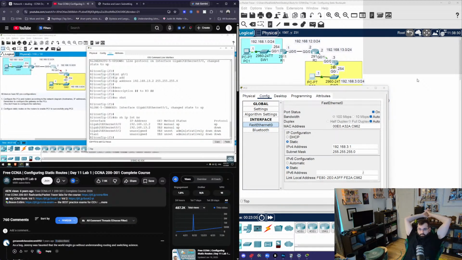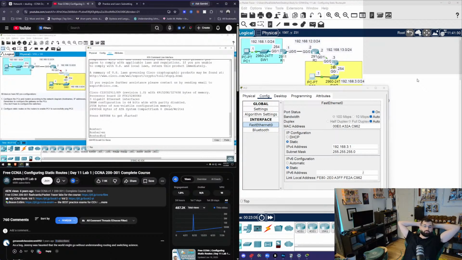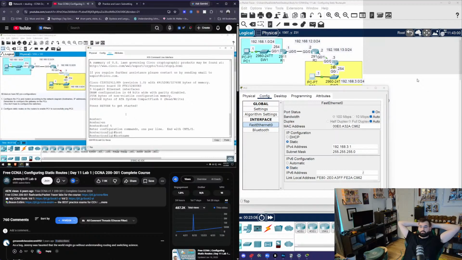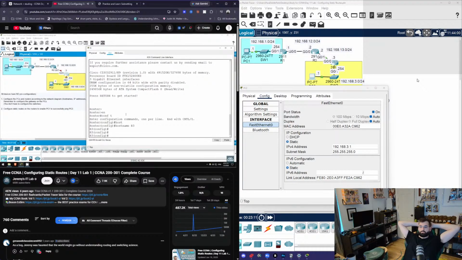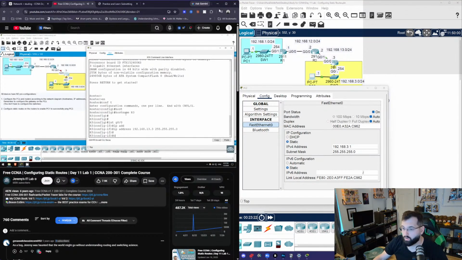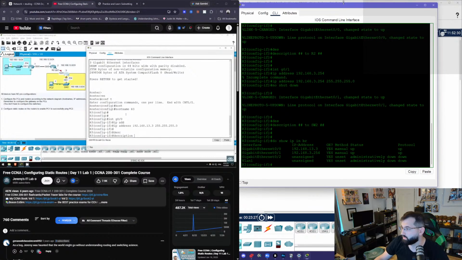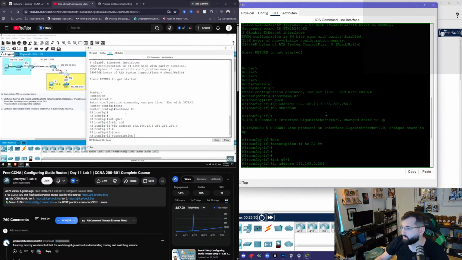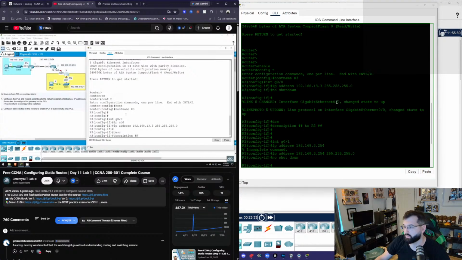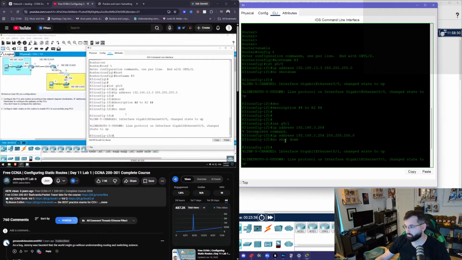Okay, next let's go on R3. Enter privileged exec mode with enable, then configure terminal. Set the hostname R3. I'll configure G0/0, which is connected to R2. Interface G0/0. Set the IP address 192.168.13.3, 255.255.255.0. Then the description. Hold on, let me pull this one up. Description to R2. Finally, enable it. No shutdown.